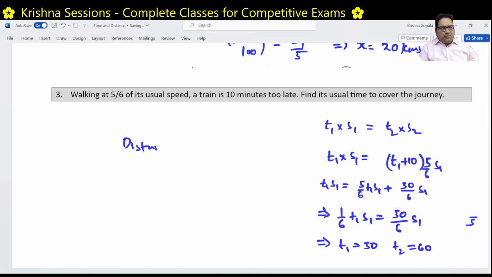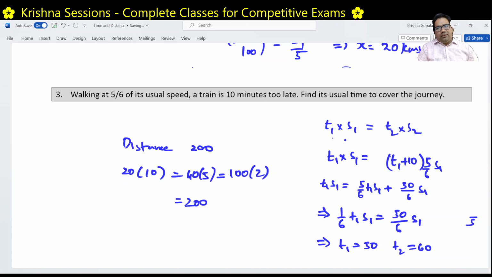Right? So for example, we can write distance in multiple combinations. Let's say the distance is 200. Then if it is running at 20 kilometers per hour, it will take 10 hours. If it is running at 40 kilometers per hour, it will take 5 hours. If it is running at 100 kilometers per hour, it will take 2 hours. You can write anything like this, but the total distance will always remain 200 only. Similarly, a train was taking some time t and running at some speed s. Now the new speed is 5 by 6 of the original speed, and the new time is the original time plus 10. Then also the distance is the same, right?